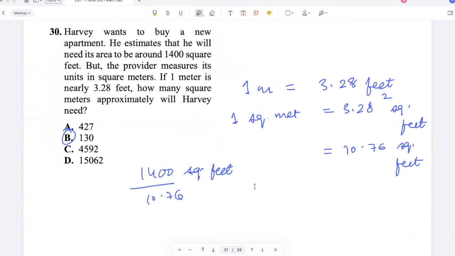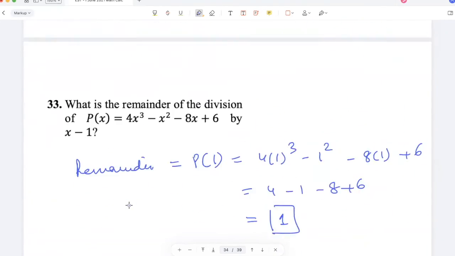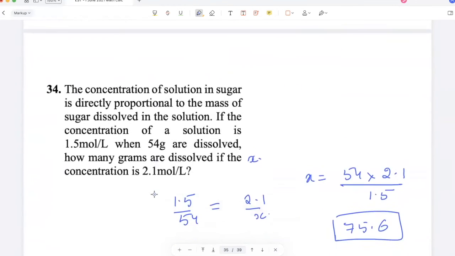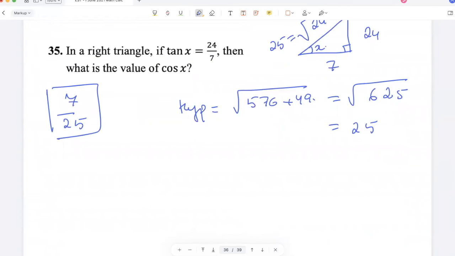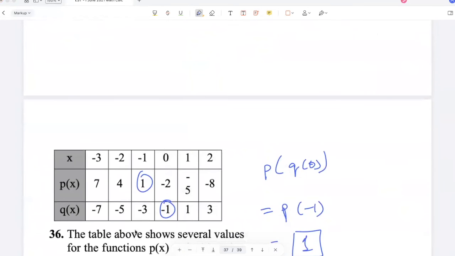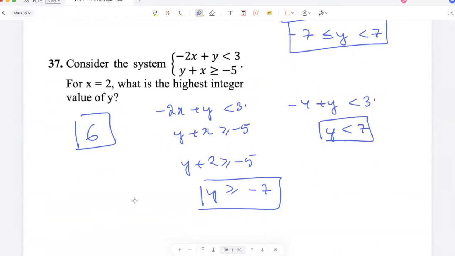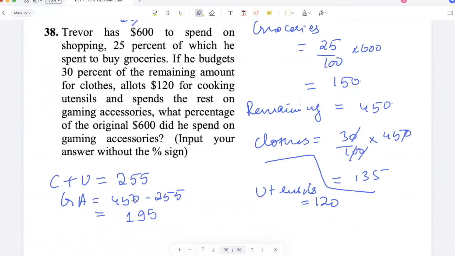31, 13, 7, 1. 75.6, 0.28, which is, yeah, 7 by 25. 1, 6, 32.5. Okay, great. So we got all correct.